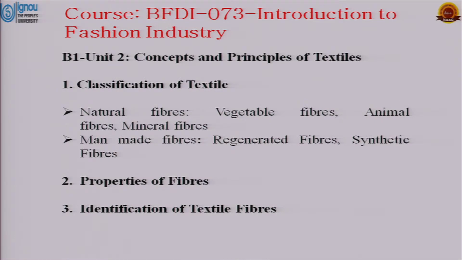Now the next point: how you will classify textiles. As you see, this unit focuses on the classification of textiles. We have natural fibers and man-made fibers. Natural fibers are vegetable fibers, animal fibers, and mineral fibers. How they have been constructed, you have to see, we classify like this. Man-made fibers are regenerated fibers and synthetic fibers, which we explain. The unit further explains primary and secondary properties of fibers, and the last part of this unit discusses the identification of textile fibers.